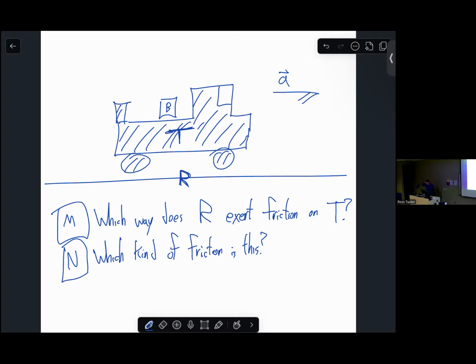P was what forms the net force. Which force, or forces, is making the net force?